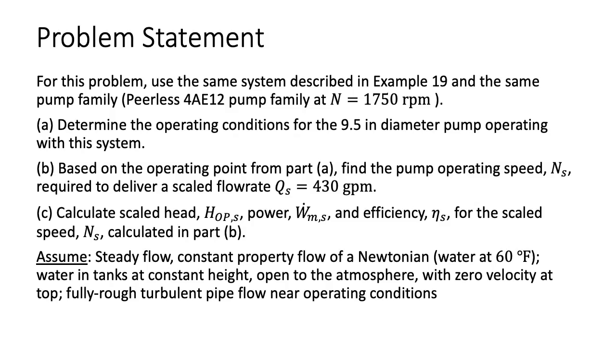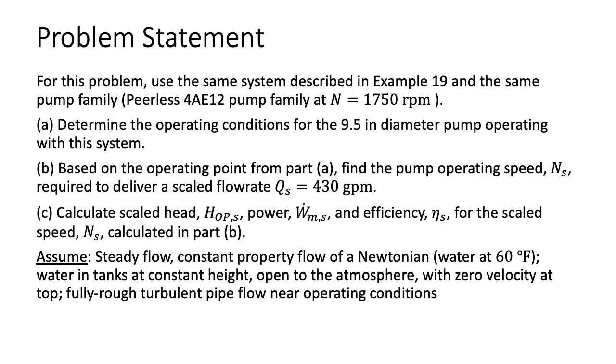For Part B, based on this operating point, find the pump operating speed required to deliver a scaled flow rate of 430 gallons per minute. For Part C, calculate scaled head, power, and efficiency for the scaled speed calculated in Part B.